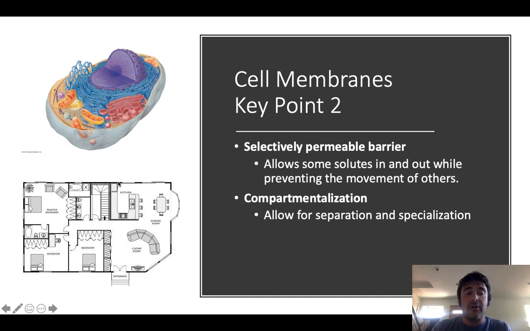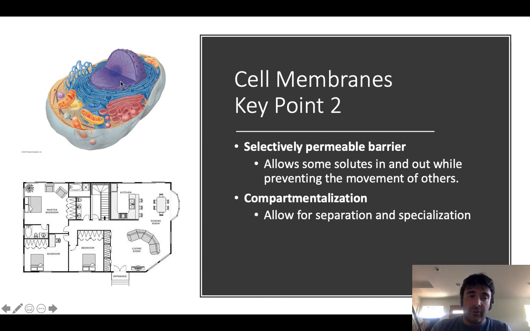So what you see here is that the kitchen is specialized to serve a function, in this case cooking and storing food. The living room is specialized to serve a function, in this case seating and entertaining people. The bathroom is specialized to serve a function, right? To shower and use the restroom in, because it has the machinery to do it. And that's what compartmentalization allows in the cell. It allows for specialization of function.